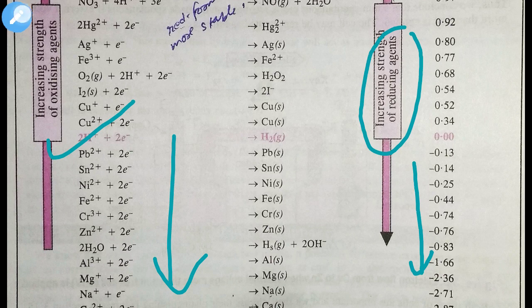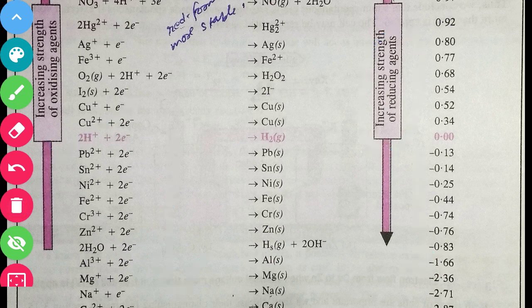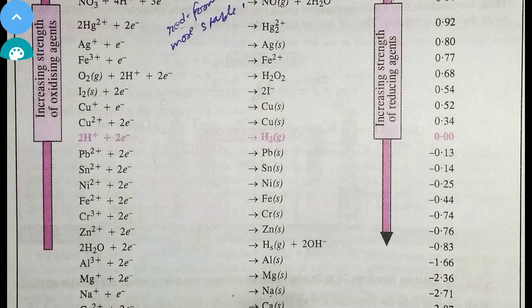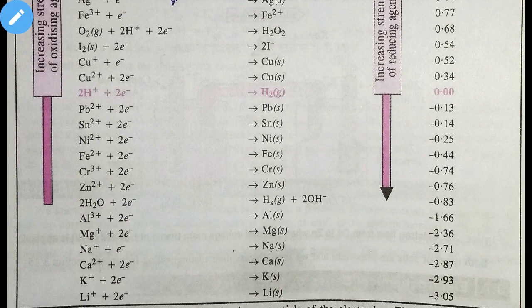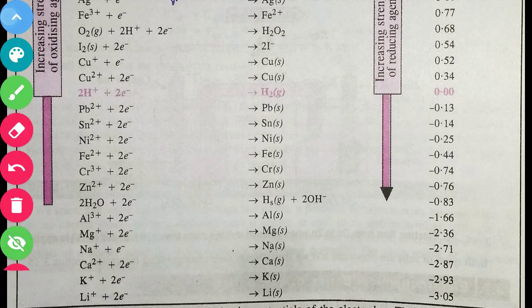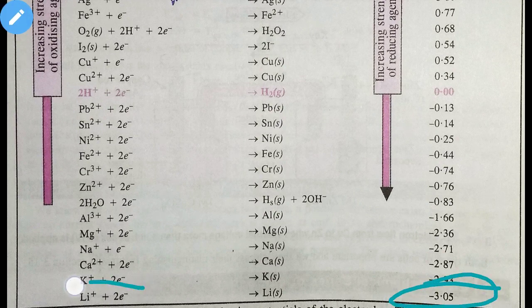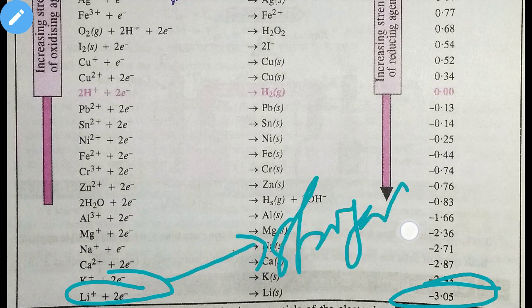Okay, what it means is that the last metal of the series, which is lithium, is the strongest reducing agent, because you know that the reducing character is increasing as we are going down in the series. That means the more negative the value, the more is the reducing character.